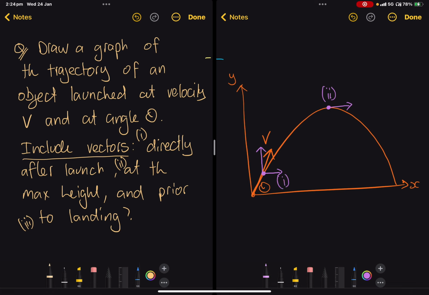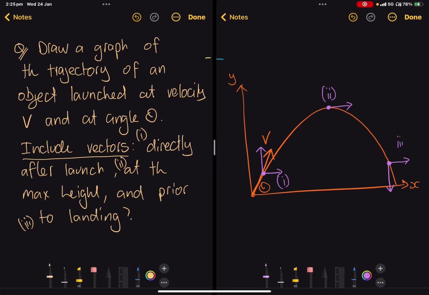And then they say prior to landing. So we'll pick this point down here. This is the point just prior to landing. It's still moving with the same velocity in the x direction. Notice the x vector is the same in all of these. The x vector stays the same all the time in this kind of trajectory. But now the y vector is pointing downwards.